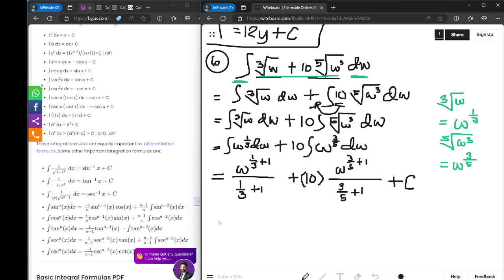Now, the next thing is we're going to simplify. But how do we add a fraction and a whole number? To add a fraction and a whole number, we need to make the whole number become a fraction. Okay? But how do we do that?